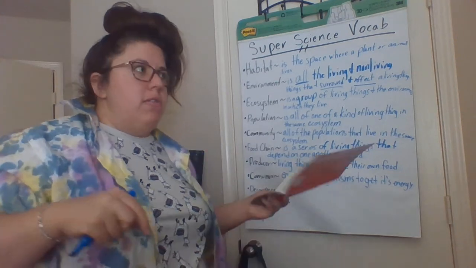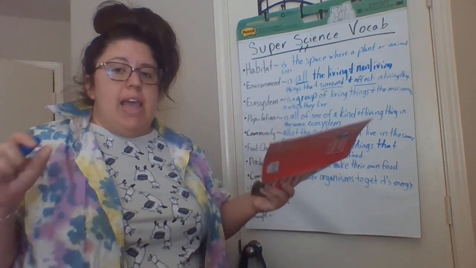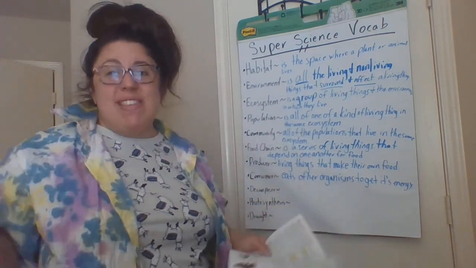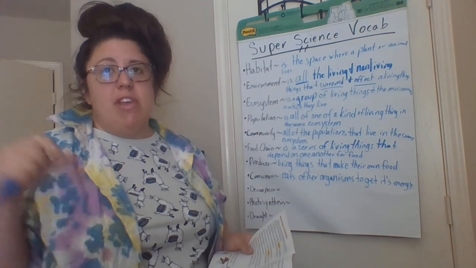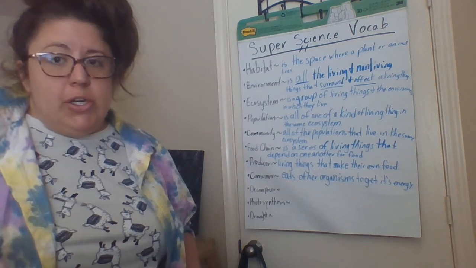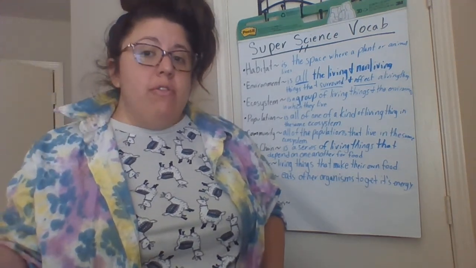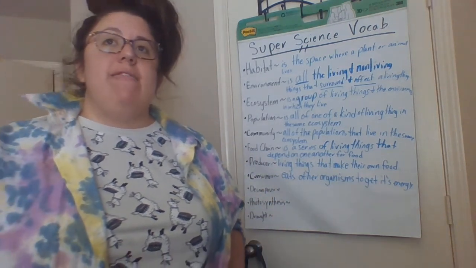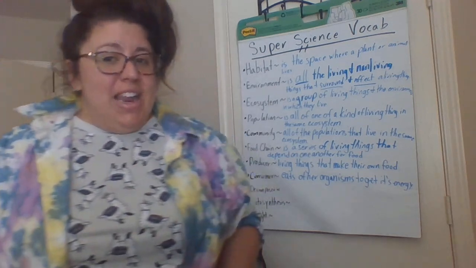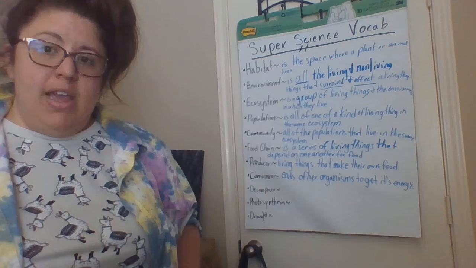So a consumer that just eats producers, that one would be an herbivore. On the opposite side, a consumer that just eats other animals, no producers at all, or not directly, is a carnivore. And an organism that eats producers and other consumers is an omnivore.